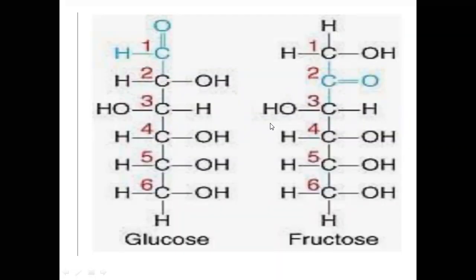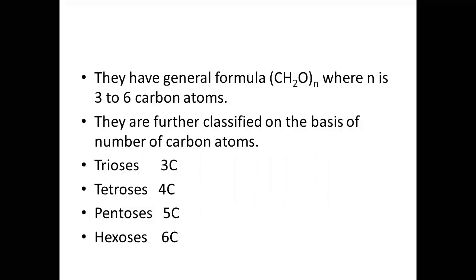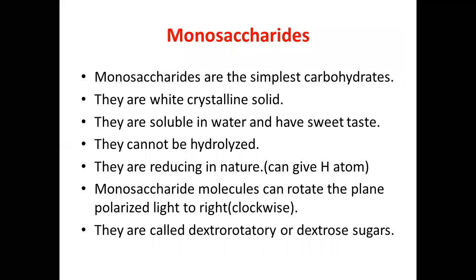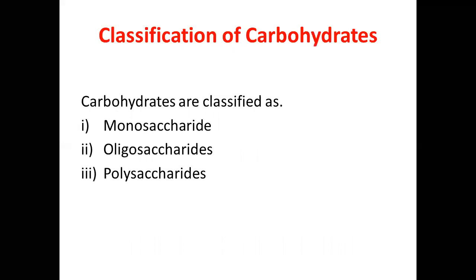So, dear students, this was all about the carbohydrates, their classification, and some of the examples and some of the properties of the monosaccharides. I told you that all the monosaccharides are sweet in taste, they are crystalline solids, they are soluble in water, they are reducing sugars, they can rotate the plane polarized light in clockwise direction, they are called dextrorotatory or dextrose sugar, and the instrument which is used for this purpose is called a polarimeter.